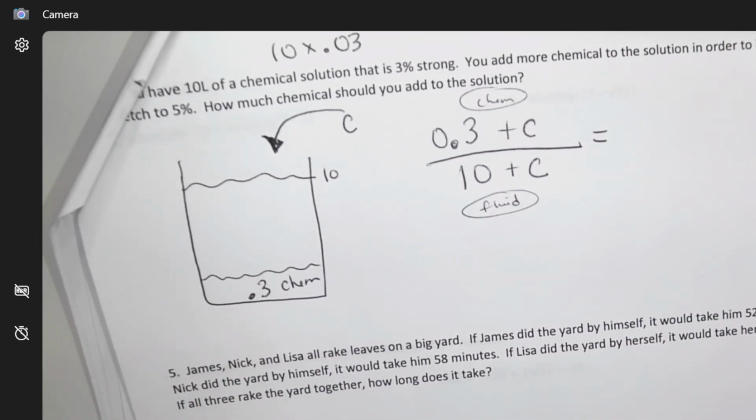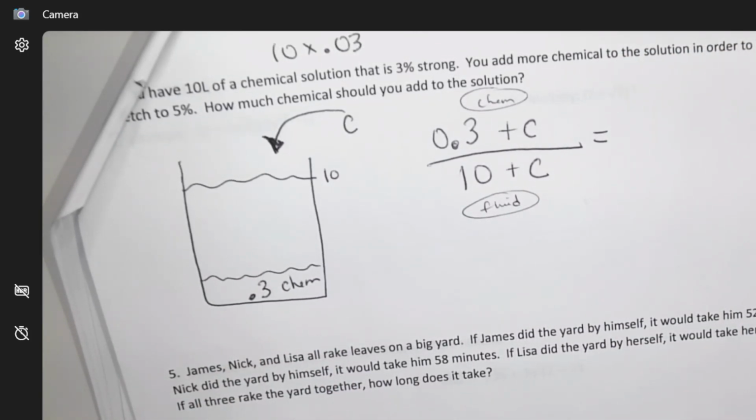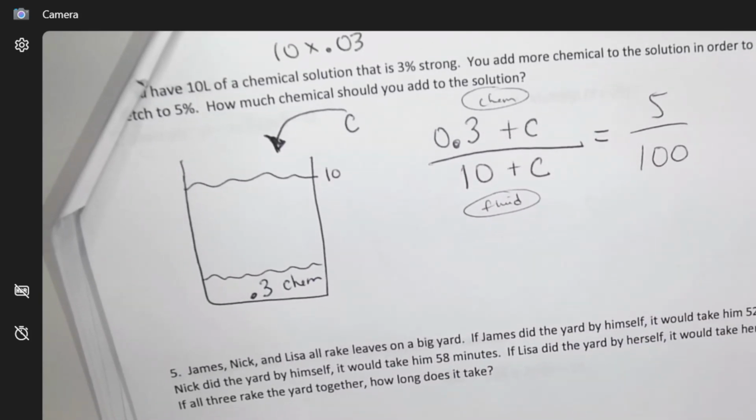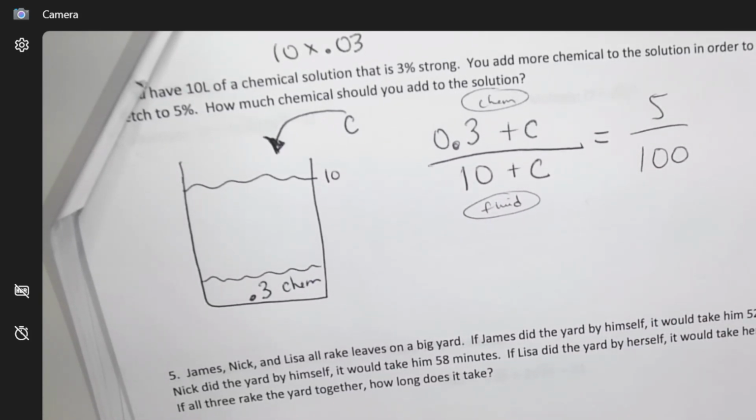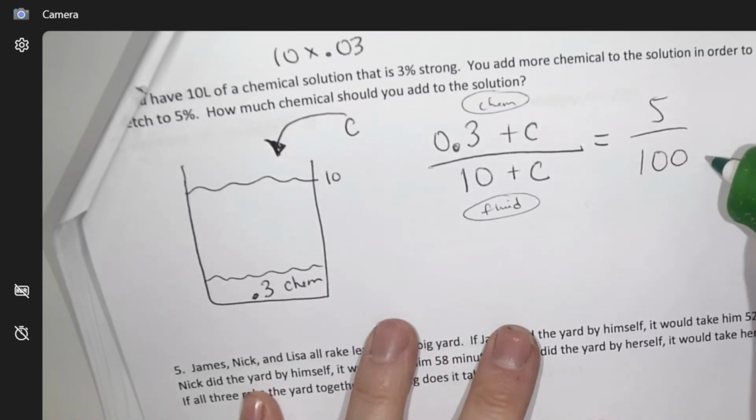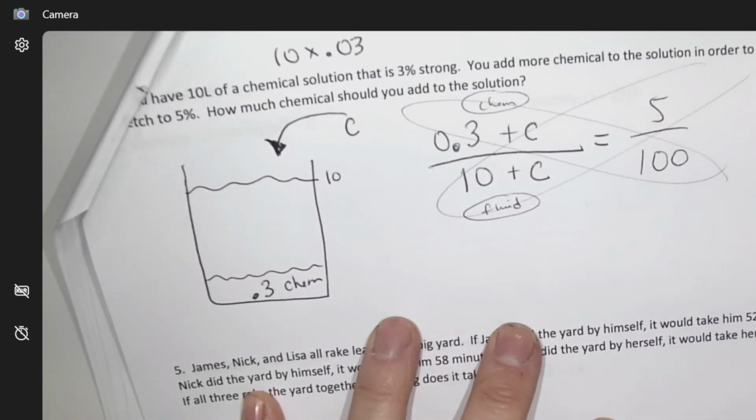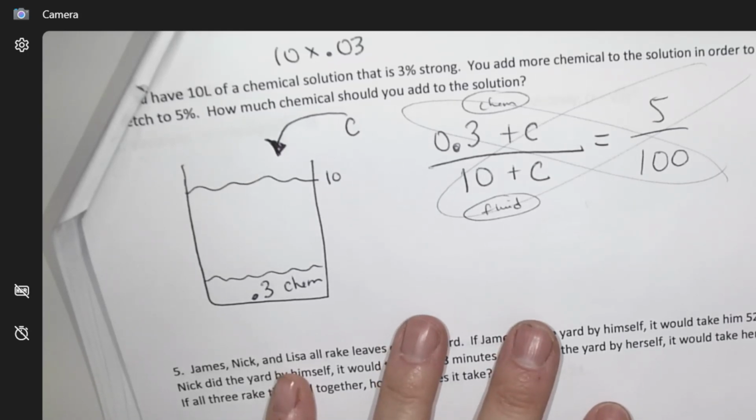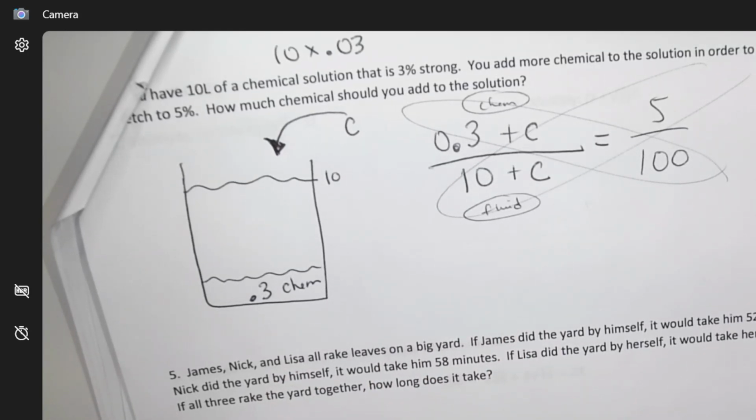There are multiple ways you can write 5%. The easiest to remember is just whatever over 100, because percent's always over 100. I picked a fraction way instead of a decimal way because a fraction way allows me to cross multiply. Okay? You can obviously do it with a decimal as well. It's just that your math is maybe not as easy.